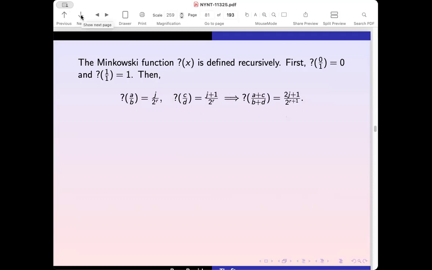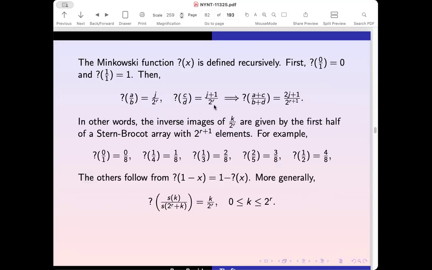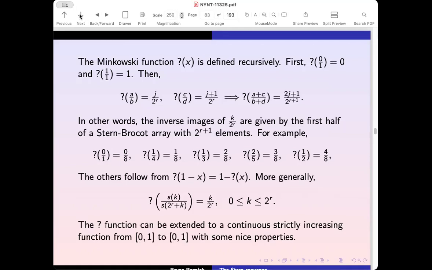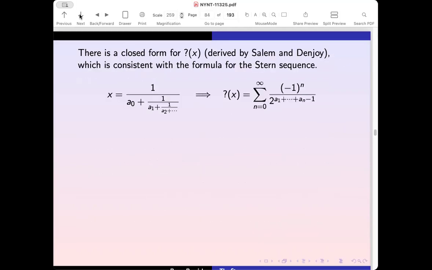This is defined only on rationals, and you can extend it to a continuous function on 0, 1. This is the general formula that appears, and it has some nice properties. This is a formula for the limiting function.